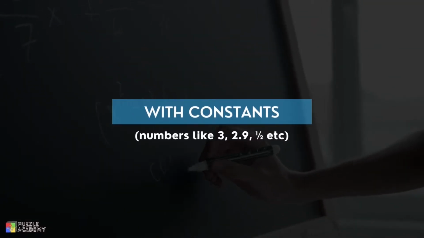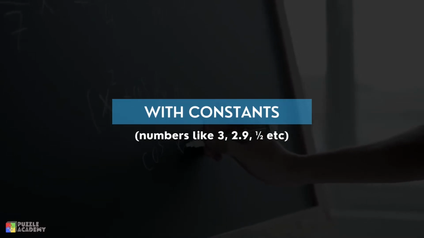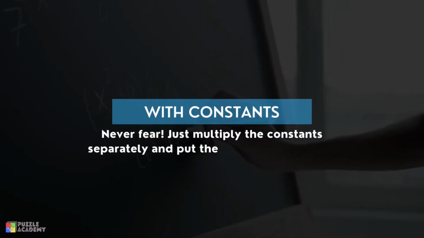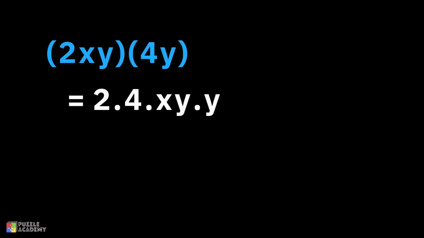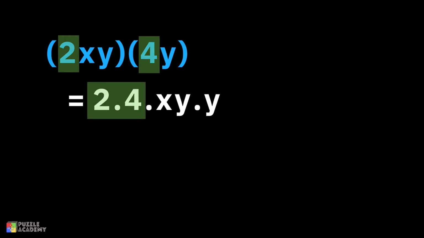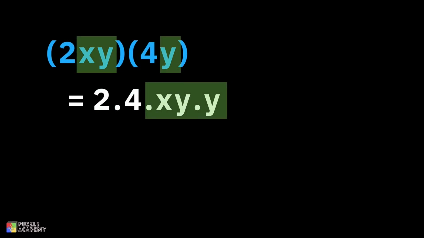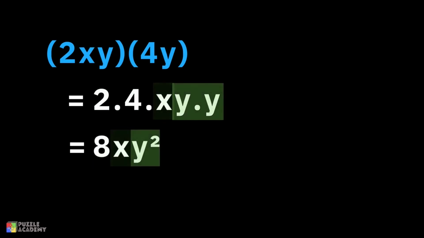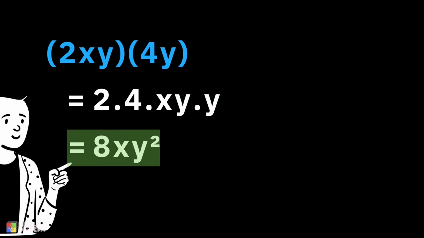Now in this case, there will often be constants, numbers like this, mixed in as well. Never fear. Just multiply the constant separately and put the result in the answer. In our given, the quantity of 2xy times 4y, first multiply the constants. So we have 2 times 4, and then we rewrite the variables. And now we simplify the constant, so 2 times 4 is 8, and then x will remain. Then y times y will become y squared. So the final answer in this given is 8xy squared.